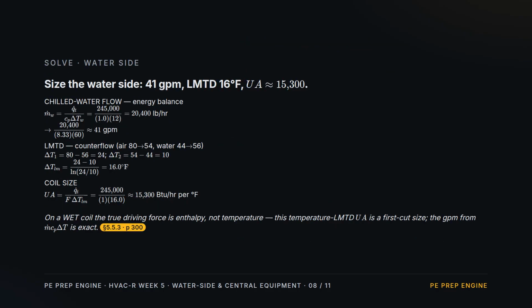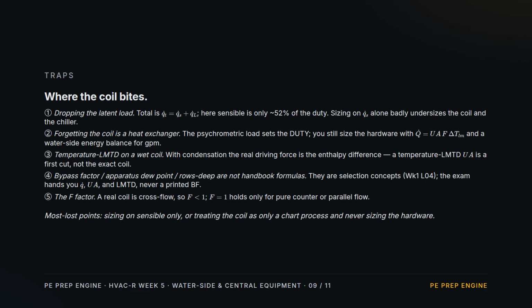Solve the water side. A water side energy balance turns the total load into a mass flow, and dividing by density and time gives about 41 gallons per minute. Note there is no magic 500 factor. It comes straight from mass times specific heat times delta T. The two end temperature differences give a log mean of 16 degrees, and UA is the load over the LMTD, about 15,300. One caution. On a wet coil, the real driving force is enthalpy, so that UA is a first cut size.